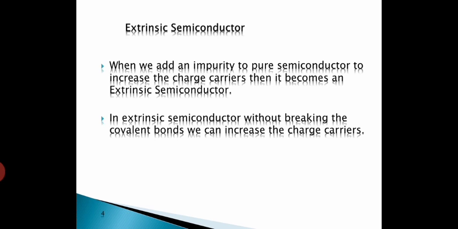Extrinsic semiconductor. When we add an impurity to pure semiconductor to increase the charge carriers, then it becomes an extrinsic semiconductor. In extrinsic semiconductor, without breaking the covalent bond, we can increase the charge carriers.